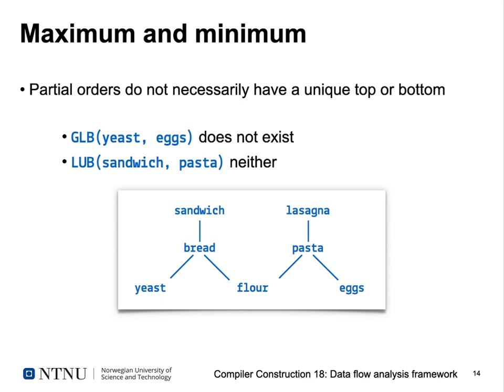And now what's important is that partial orders do not necessarily have a unique top or bottom. For example, if we have yeast and eggs, we cannot find a greatest lower bound, because for yeast we have to go up here, for eggs we go up this path here, so we cannot find anything in common that's both using yeast and eggs. So there is no GLB of yeast and eggs. And the other way around, it would also be difficult to find a least upper bound for sandwich and pasta, because if we go up these relations here, we won't find anything in common anymore.